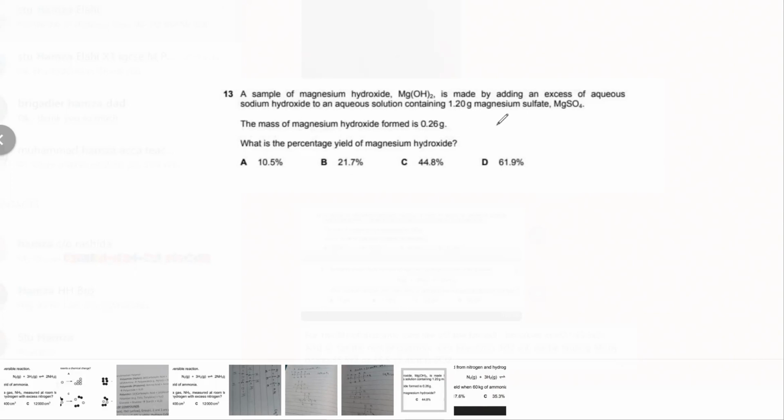So you've got this question which says that the sample of magnesium hydroxide is made by adding an excess of aqueous sodium hydroxide to a solution containing magnesium sulfate. So the reaction is that he's got MgSO4 and he's adding NaOH to it. And he says he gets magnesium hydroxide, right?